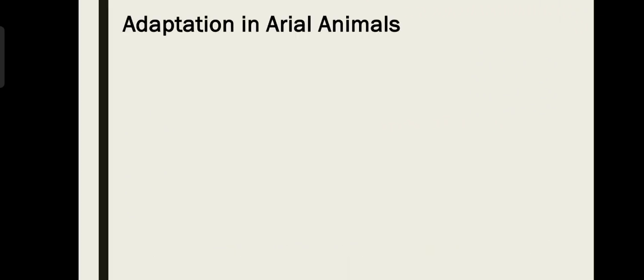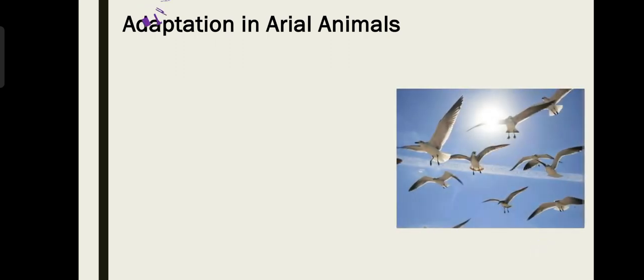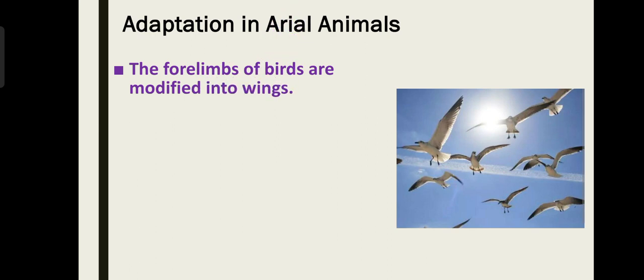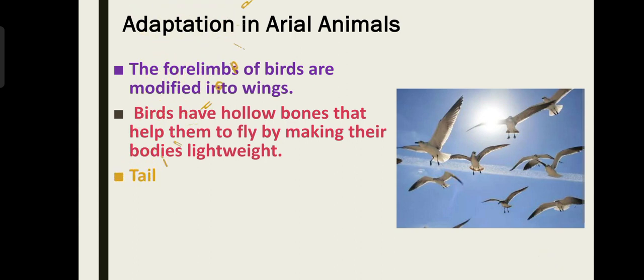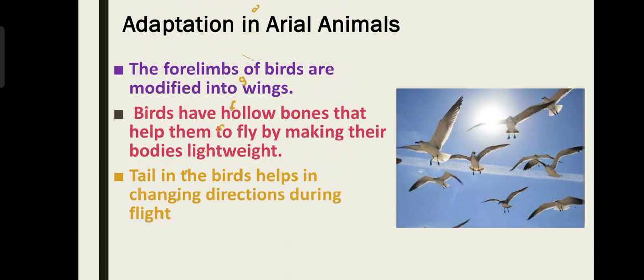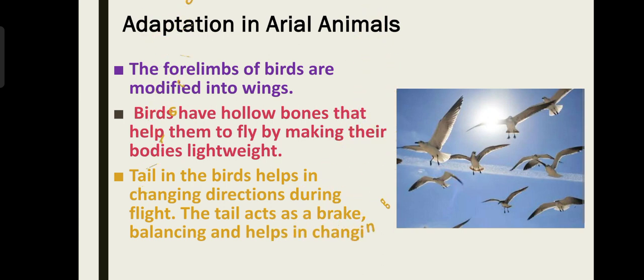Adaptation in aerial animals. The forelimbs of birds are modified into wings. Birds have hollow bones that help them to fly by making their bodies lightweight. The tail in birds helps in changing direction during flight, and also acts as a brake and for balancing, and helps in steering.